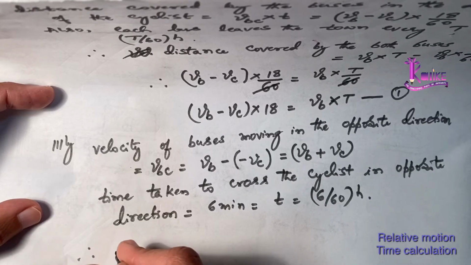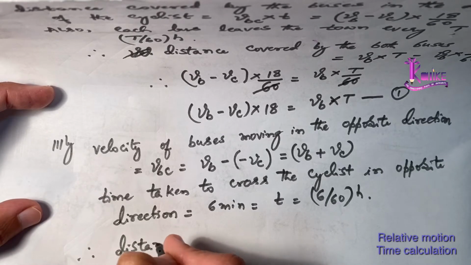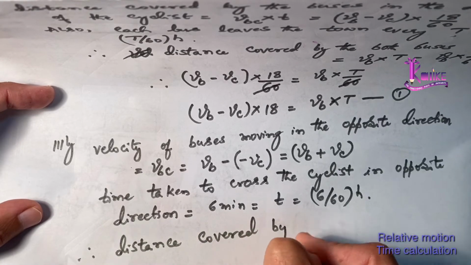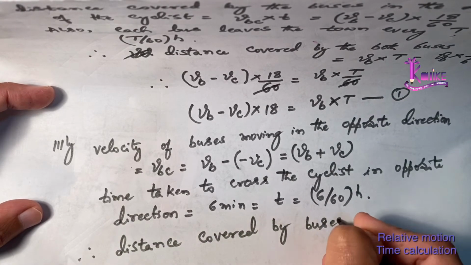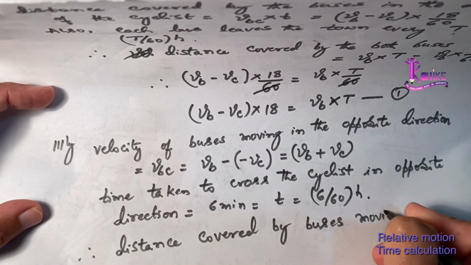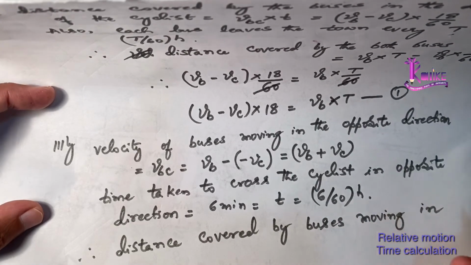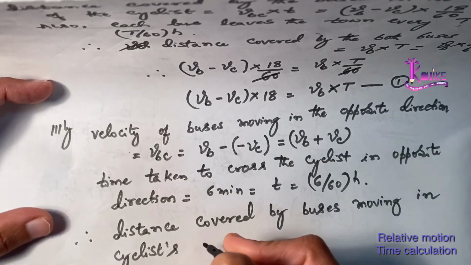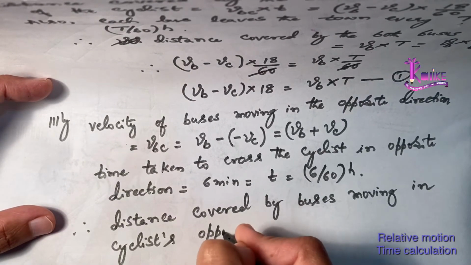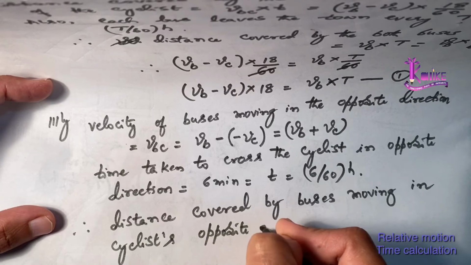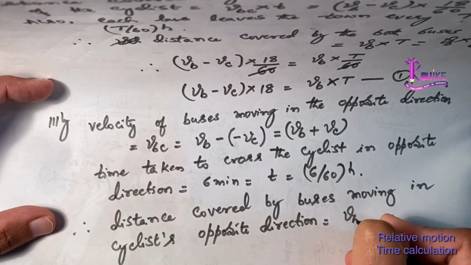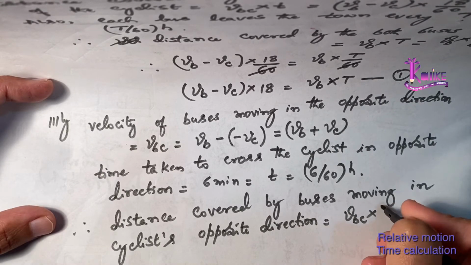So therefore the distance covered by buses moving in cyclists' opposite direction will be simply again VBC into the time that it takes, that is t.